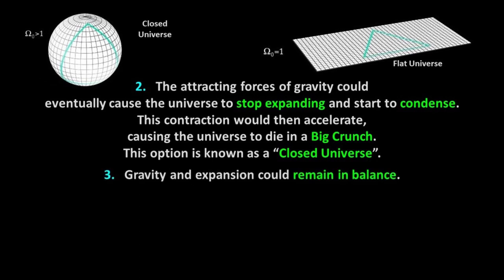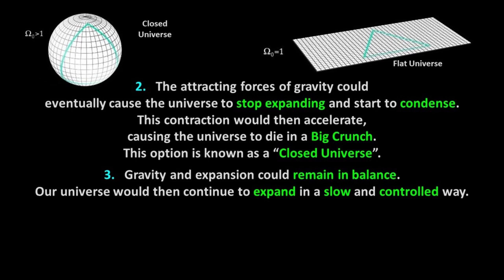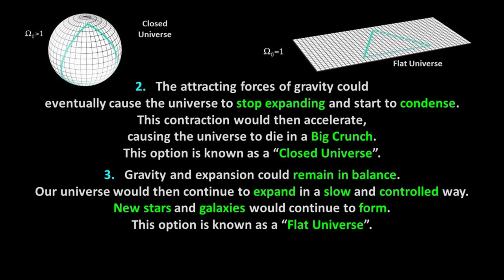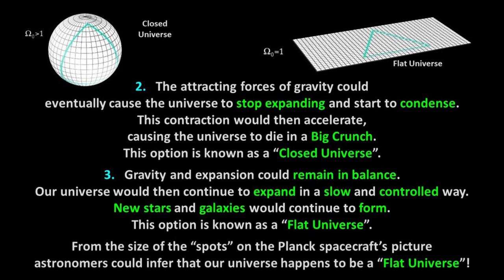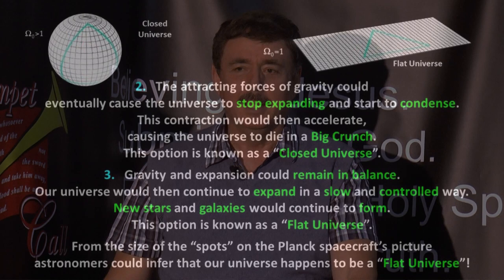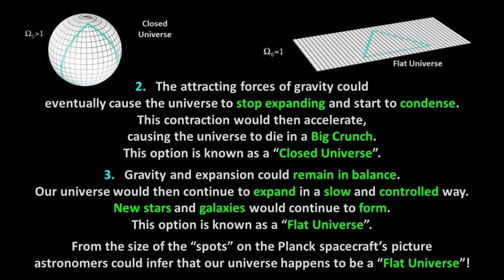That was option two. Option 3. Gravity and expansion could remain in balance. Our universe could then continue to expand in a slow and controlled way. New stars and galaxies would continue to form. This option is known as a flat universe. From the size of the spots on the Planck spacecraft's picture, astronomers could infer that our universe happens to be a flat universe. Very clever mathematics that they applied, and they realized that we live in a flat universe. So we are heading for option 3 in our universe, right? And that is, of course, the best option of the three.